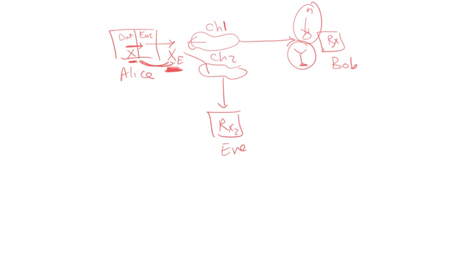Now Eve does not have a key, right? So what Eve is receiving is Z. We call it Z, which is XE with some noise. So Z is equal to XE plus some noise. And Y here, we can say, because I have the decryption capability, then I can say that Y is equal to some X plus some noise.